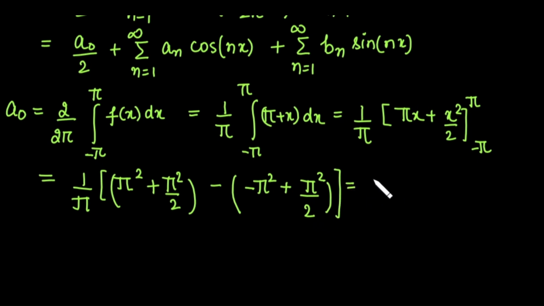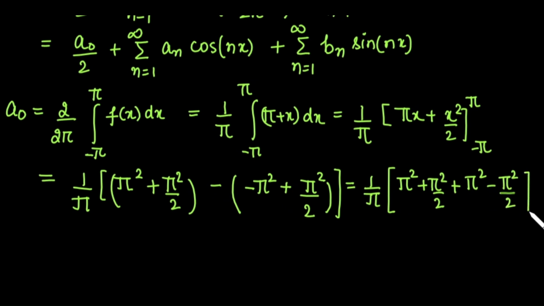Simplify this. This is equal to 1 upon pi, pi square plus pi square by 2 minus minus is plus pi square, negative positive is negative pi square by 2. This pi square by 2 is cancelled with this one. Finally we have 2 pi square by pi, that is equal to 2 pi, and this is the value of a naught in this case.